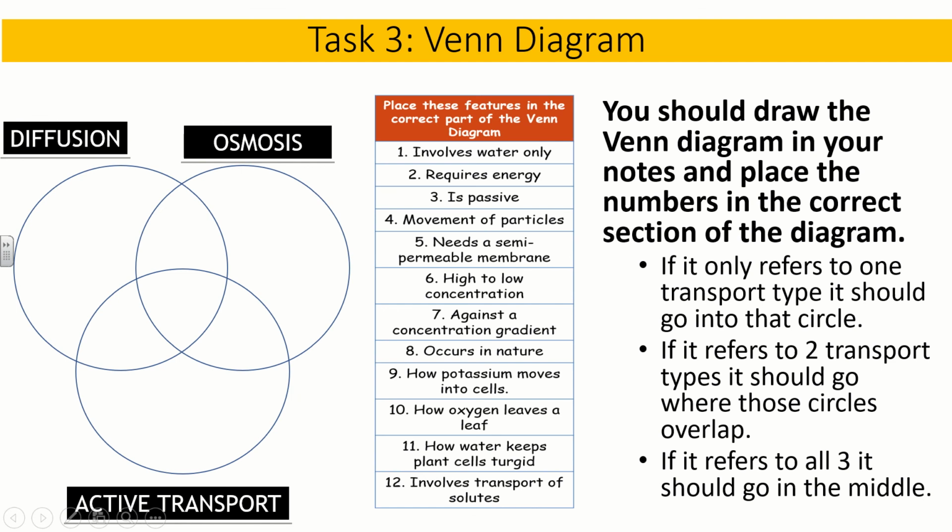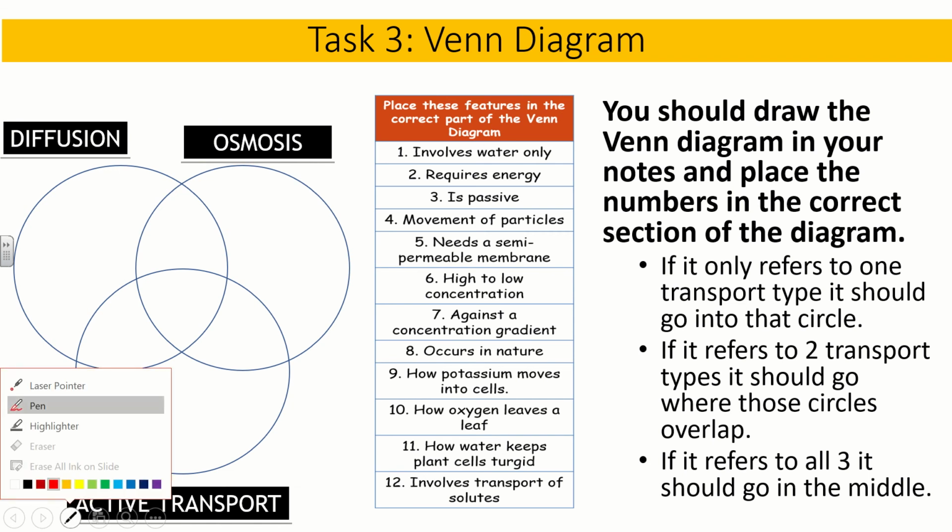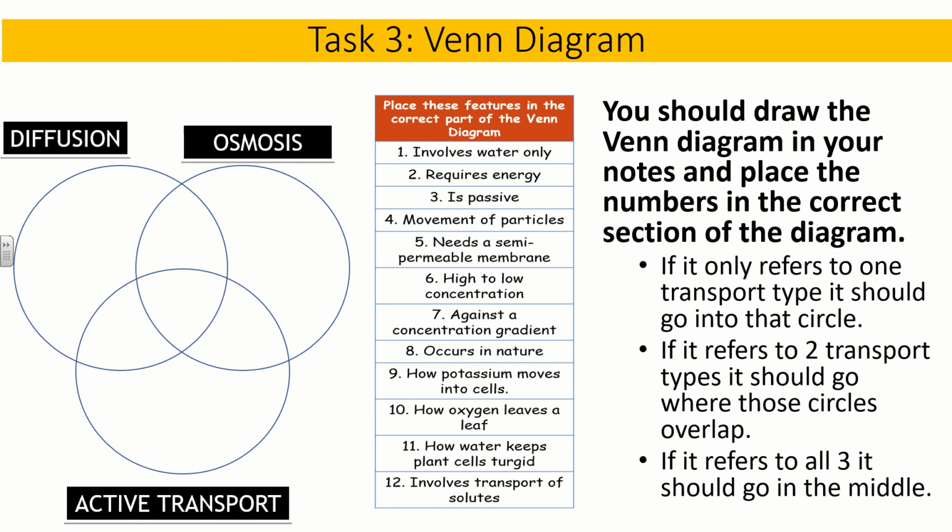So task 3 is this Venn diagram, and it looks at all 3 processes of transport that we've looked at this week. So we've got diffusion, osmosis, and active transport. What you need to do is add the statements here, 1 to 12, into the correct segments of the Venn diagram. So for example, if one of the statements only refers to active transport, then you would put it in this area of the Venn diagram. Whereas if a statement applied to 2 of the processes, for example, diffusion and osmosis, you would add it to this section of the diagram.